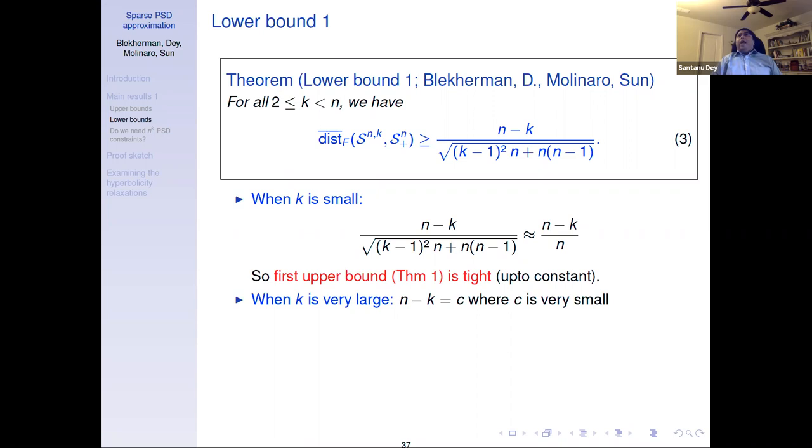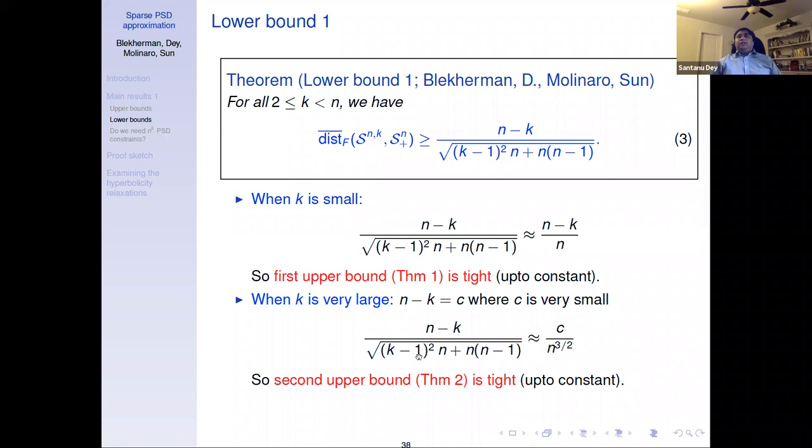And there's another interesting regime. If you imagine k to be very large, in fact, let's assume k to be a constant away from n. If you plug that again into this formula here, you'll notice that in the denominator, this k is almost equal to n. So this is sort of like an n cubed term, and this is a smaller term than the square, so you can ignore that. You take square root n to the power 3 over 2. And I've assumed n minus k to be essentially a constant. And so you see the rate of convergence is now looking like the second theorem. And so that says that if k is very large, then in fact, our second upper bound is quite good.